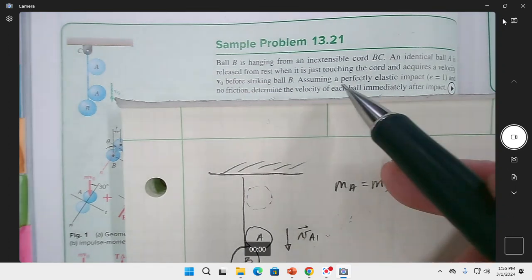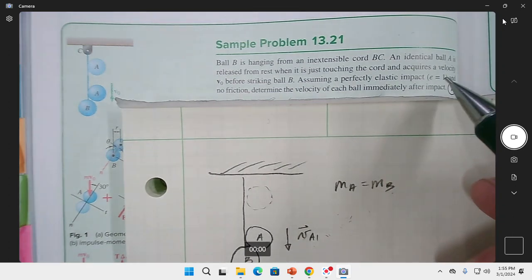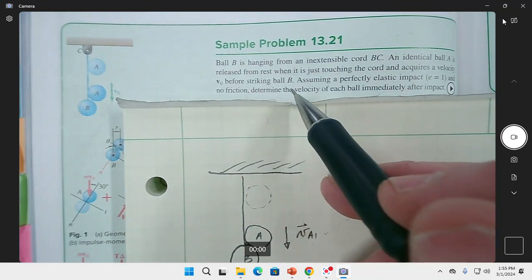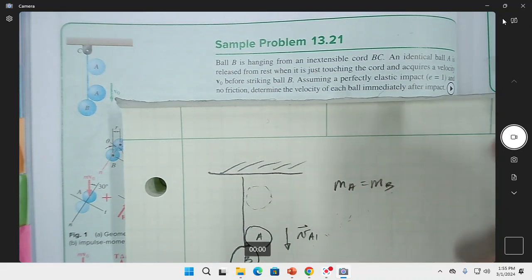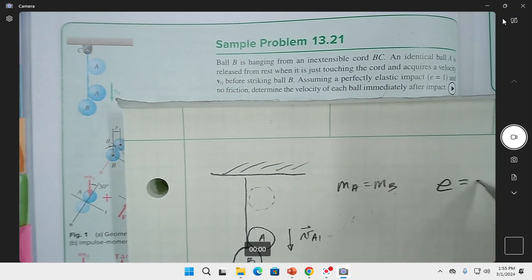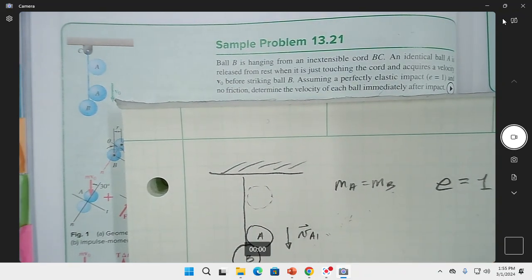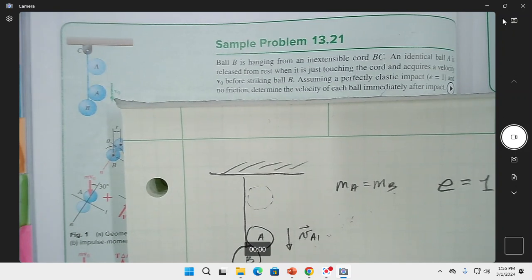Inextensible rope, just touching the cord, acquires a velocity of VO before striking ball B, assuming a perfect elastic. Okay, so e equals 1. Not as satisfying in terms of problems right there. Sometimes that coefficient of restitution is the extra problem.